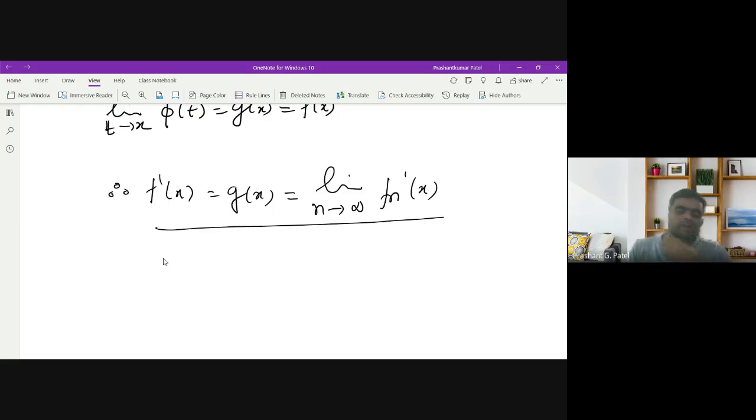So you require three conditions to do this. The first one is each fn should be differentiable. Second, for some point fn has to be convergent, and the sequence of derivatives is uniformly convergent. These three conditions are required to have a term by term differentiation. So for that we can have the next result, which is known as term by term differentiation.